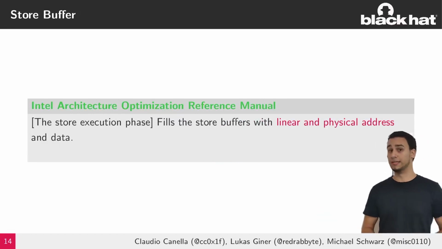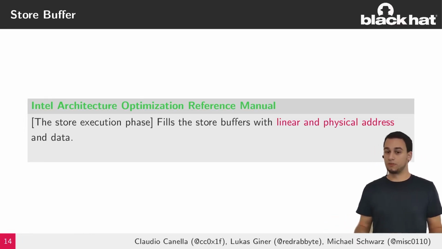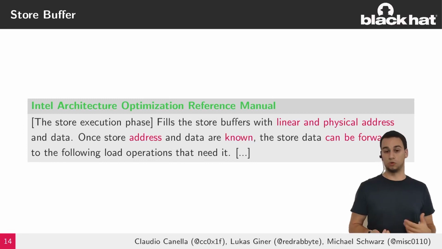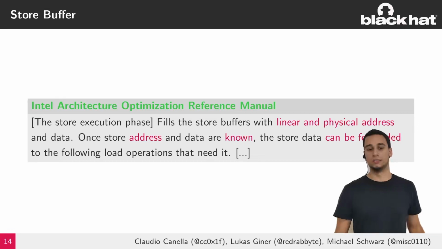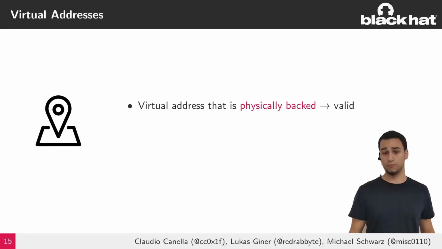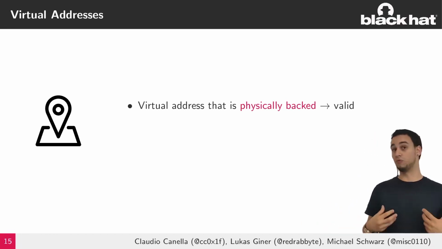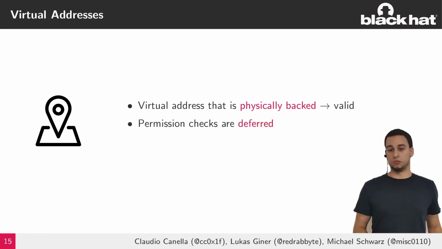So this is also described in the Intel manual. It says the store execution phase fills the store buffer with linear and physical address and data. And once store address and data are known, the store data can be forwarded to the following load operations that need it. So if everything is known, then we can forward this data to the load. And what does it mean with valid and invalid? A virtual address that has an actual physical backing to it. So we have some memory where we can really write to it. Then this is a valid address, and then we can use that.